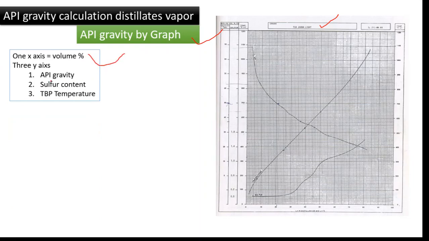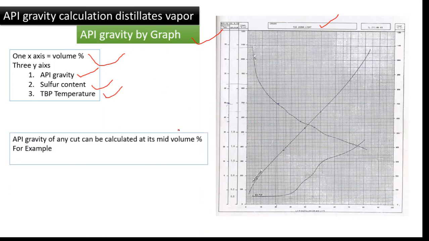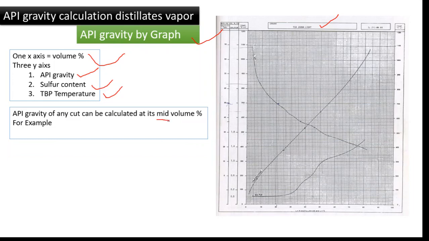The x-axis is basically volume percent. In the y-axis we have API gravity, sulfur content and TBP temperatures. So we are concerned with the API gravity. For calculation of API gravity for the distillates, we need to first find out the mid volume percent of the cuts. That is important.